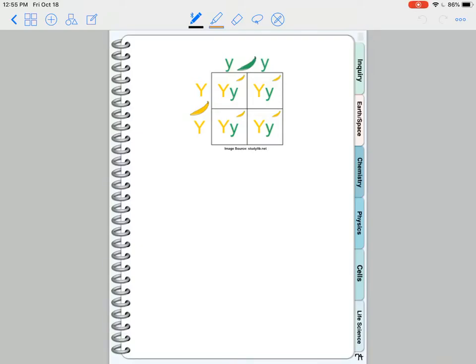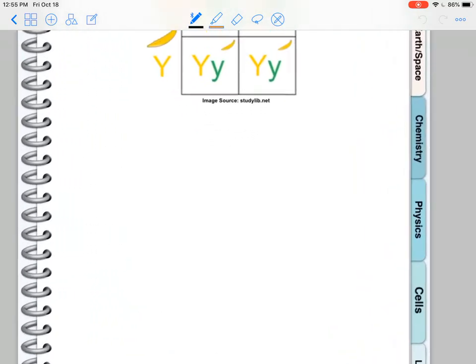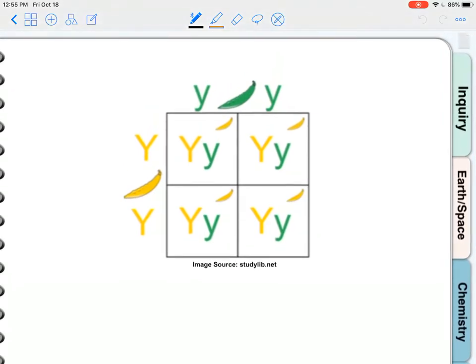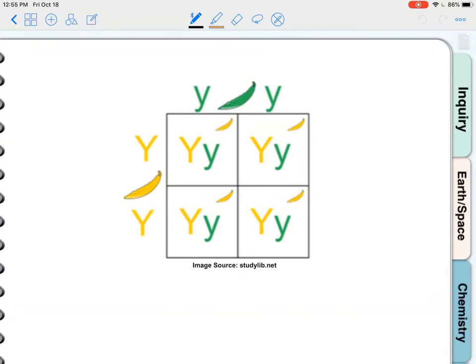Hello there. In this one, we are looking at another example of a Punnett square, and I'm on page 74 of the work text. This example is related to pea plants, not to human genetics at all. The image source is studylib.net, so if you're interested in looking at more of those, you could check that out. In this one, we're comparing the colors of pea plants.